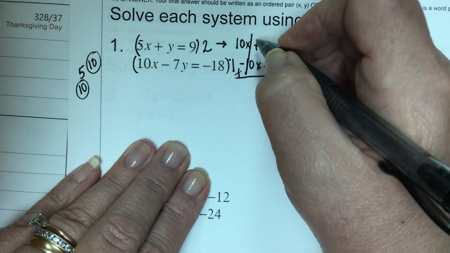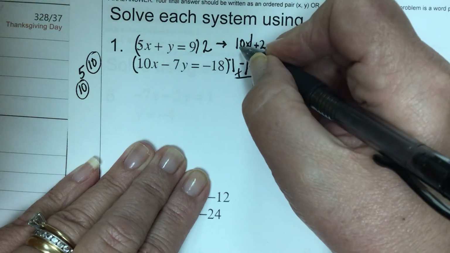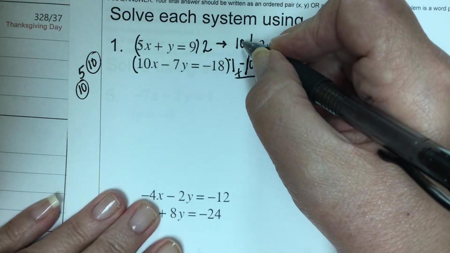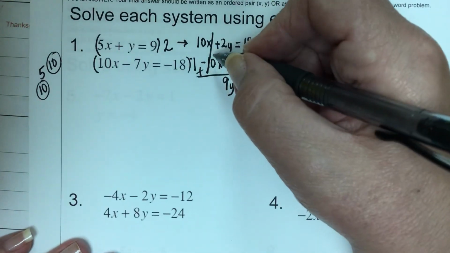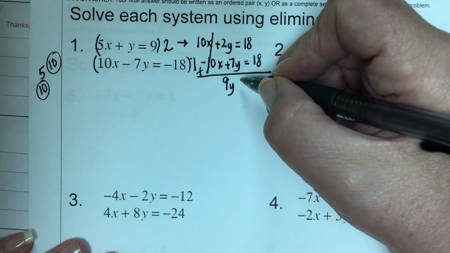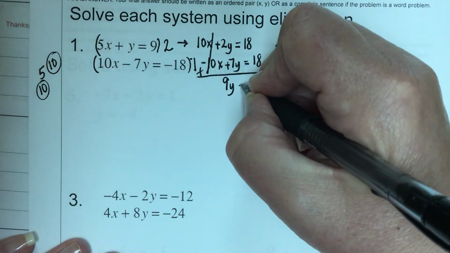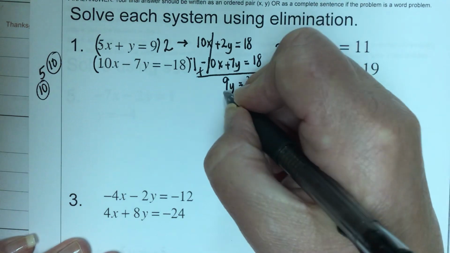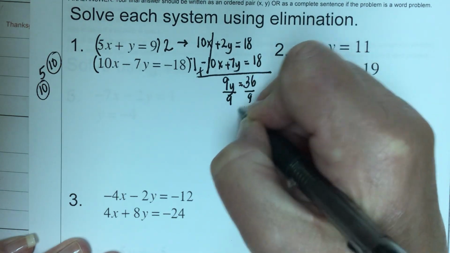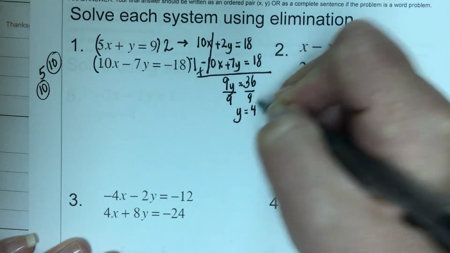Oh, I'm going to go back just for a second. They cancel out or they are eliminated. So that's why this is called elimination. They're eliminated. And then 18 plus 18 is 36. Divide by 9. Y is 4.